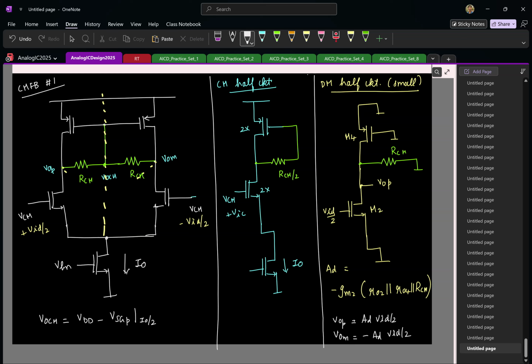So if it's not clear, I'll remark it here. So this means that my final output is basically the difference between the positive and the minus outputs. This is basically the gain times VID.